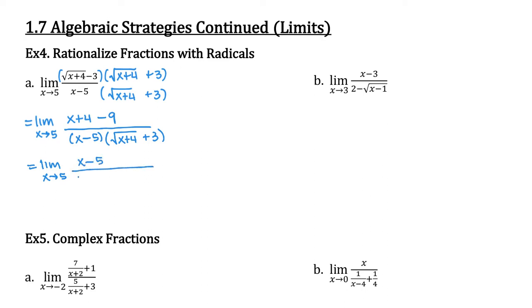Okay, let me rewrite the denominator, which I kept in factored form so it would cancel. So the x minus 5s are going to cancel. Let me write my simplified expression: 1 over the square root of x plus 4 plus 3. Now I can do direct substitution on this. If I plug in 5, 5 plus 4 is 9. The square root of 9 is 3. 3 plus 3 is 6. So I get the limit is 1/6.